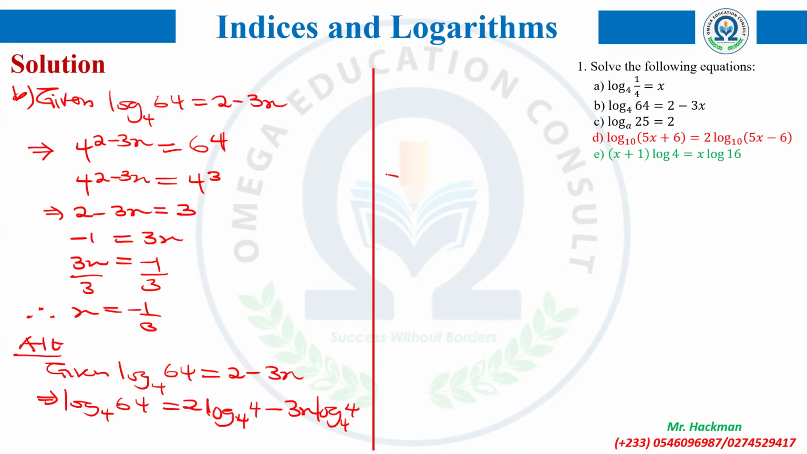So I'm going to write, this implies that, this side has a single log. Log to the base 4 of 64 is equal to, now before I can write this as a single log, remember the coefficient should be 1 or -1. Is that clear?